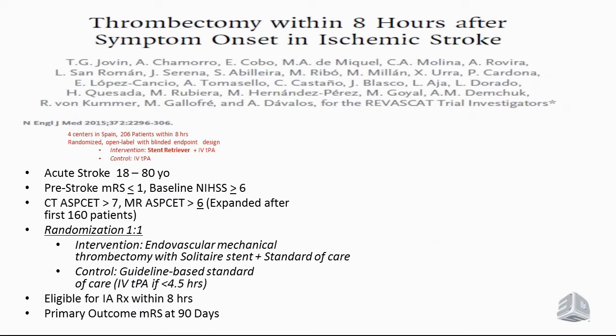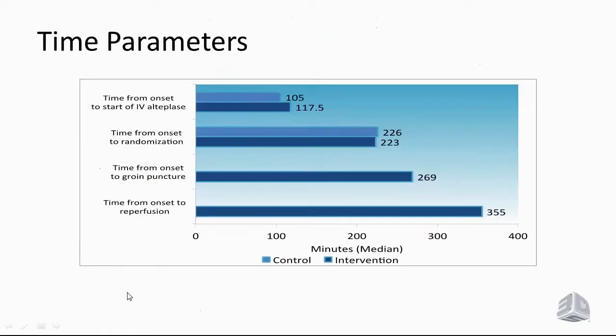Okay, one of the last trials, Revascat, 4 centers in Spain, 206 patients within 8 hours. Stroke patients 18 to 80 years of age. They had to be in good clinical condition pre-stroke and have a baseline score of greater than 6. Again, they should have a limited infarct or an aspect score of 7 or greater, or if you're using diffusion imaging, a 6. And again, they were randomized stent triever versus IV TPA within 4.5 hours.